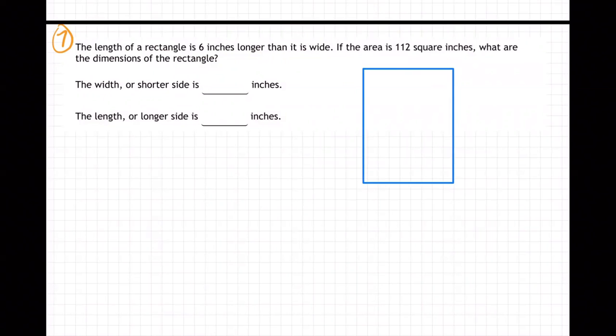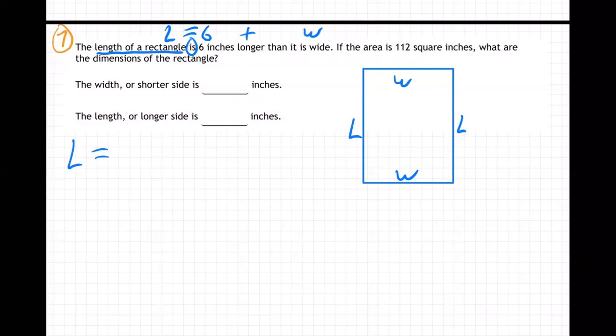Okay, and it says the length. So we have the width, the length. Okay, and then I'm going to write the sentences. The length L equals. Remember, "is" means equals. You know, if Johnny is 18 years old, then his age equals 18. 6 inches longer added to its width. So that's the first equation.